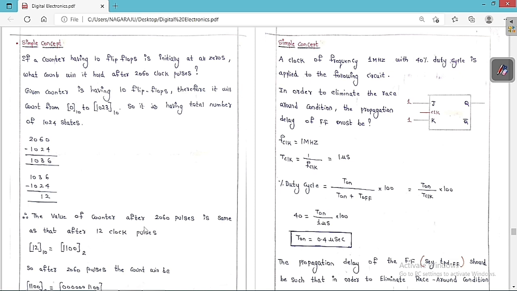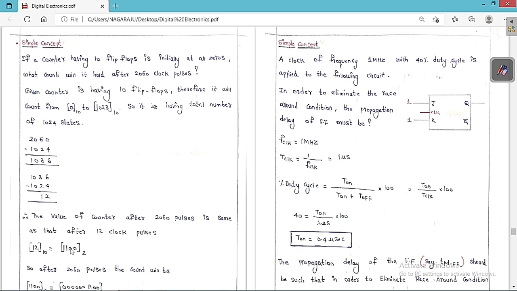So finally, in this question we say that the value of the counter after 2060 clock pulses is the same as the counter output after 12 clock pulses. It's a very important concept. Whatever the counter is showing after 2060 clock pulses is the same as the counter output after 12 clock pulses. So what is the value of 12?